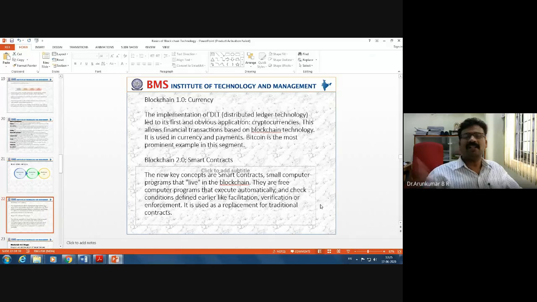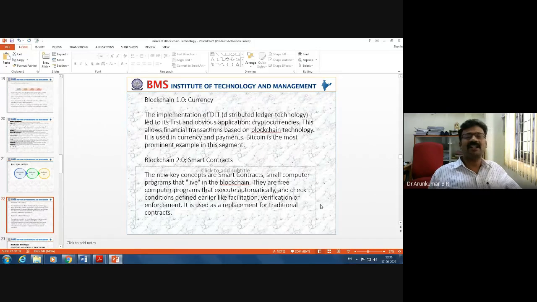So what is a smart contract? It's an e-contract, for example. You cannot deviate from the contract, similar to the regular contract, but these are free computer programs that execute automatically, and the logic of the programs is written as per the conditions of the smart contract, and they check the conditions defined earlier like facilitation, verification, or enforcement.